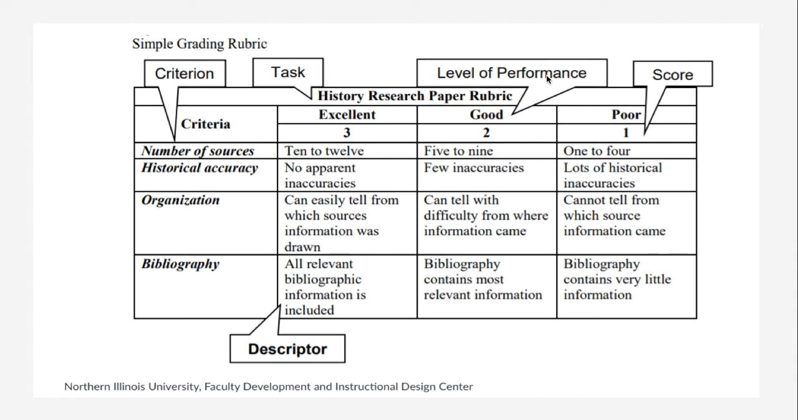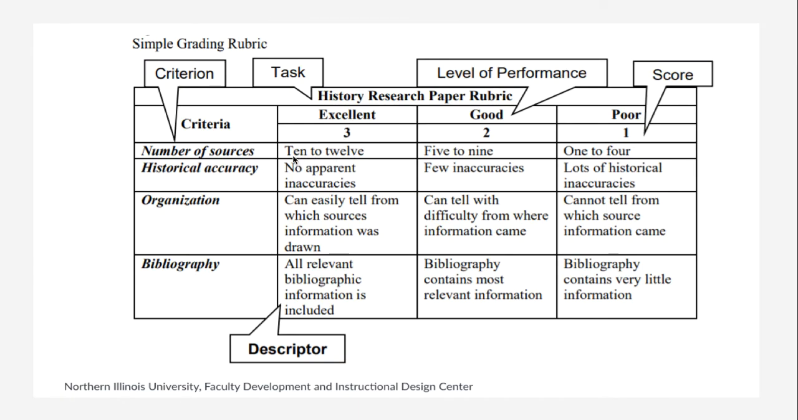Good. So in terms of level of performance and score, this is where the student would get 2 points. So if they include 5, 6, 7, 8, or 9 sources, there are few inaccuracies in the research paper. If the reader, that's you, the teacher, can tell with some difficulty, it's a little bit hard, but you can still tell where information came from. And if the bibliography contains most relevant information, then the student would get 2 points, and that would be considered good. Now, when does the student score in the excellent range and get 3 points?